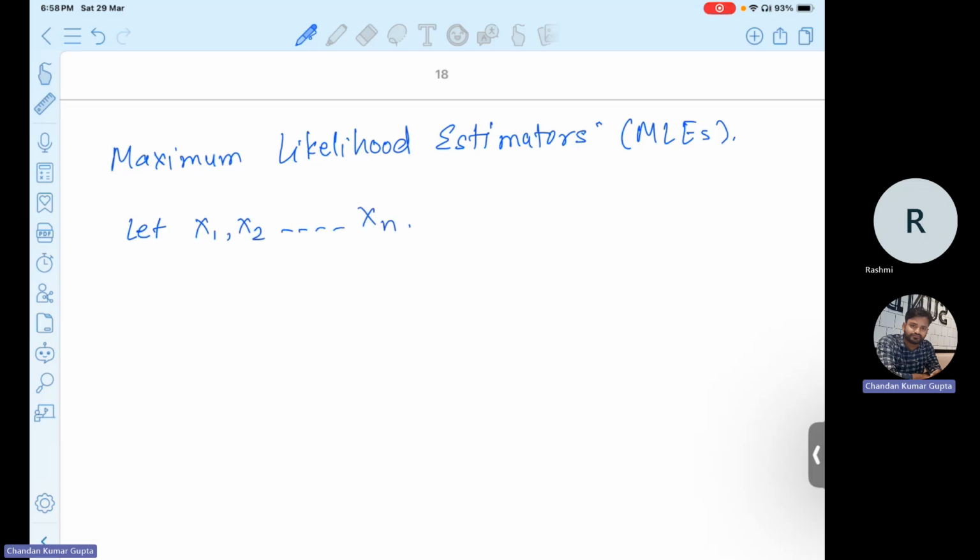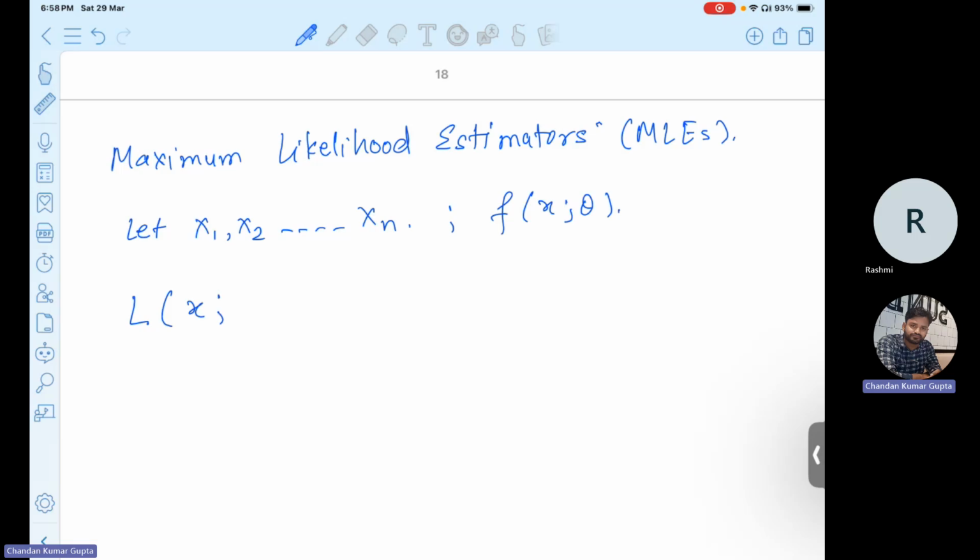X1, X2, ..., Xn are random samples taken from a population. Suppose f(x; theta) is the PDF of the population. From there, we have taken the random sample X1, X2 up to Xn of size n. Then, in maximum likelihood estimation, our aim is to first construct the likelihood function L.